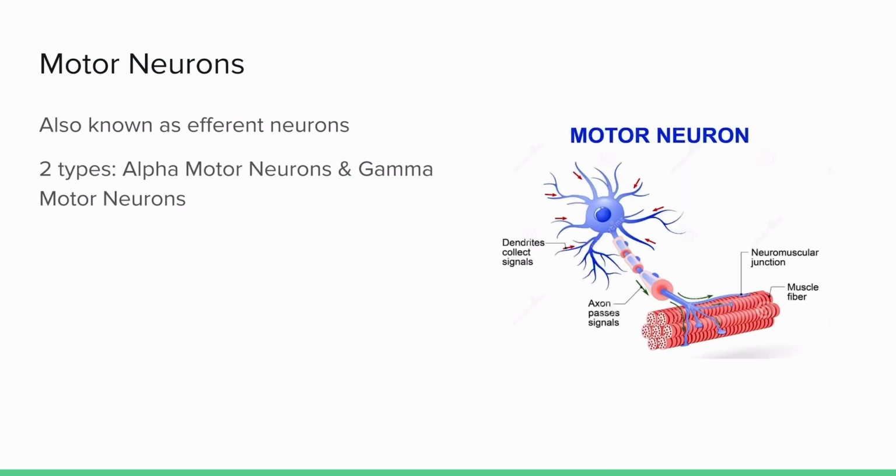Then the second one, motor neurons. This is also known as efferent neurons, and efferent kind of reminds us of exit, as our professor said again. And so this is when information exits the CNS and it then carries it out to the PNS. There are two different types of motor neurons: the alpha motor neurons and the gamma motor neurons. The alpha is more common and it's for voluntary muscle tissue, whereas the gamma is less common than the alpha.